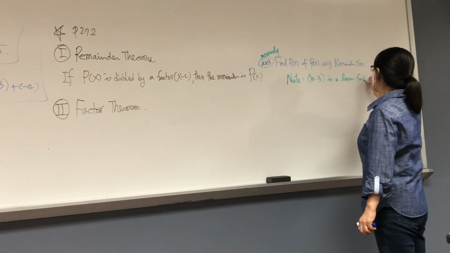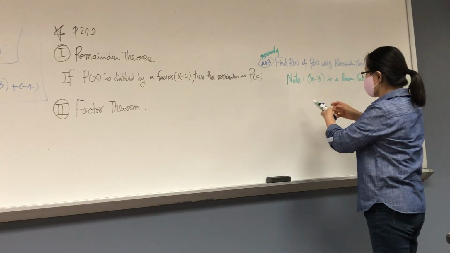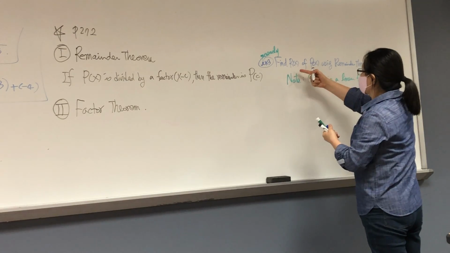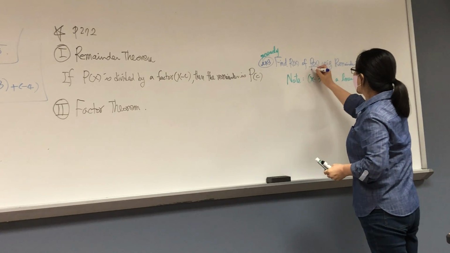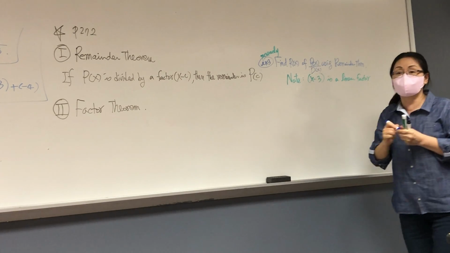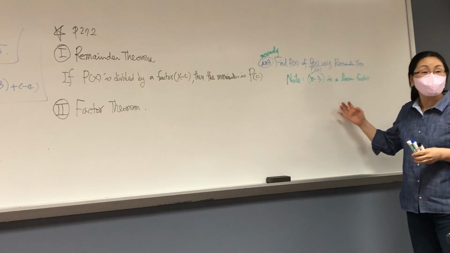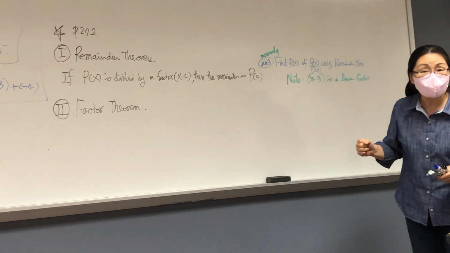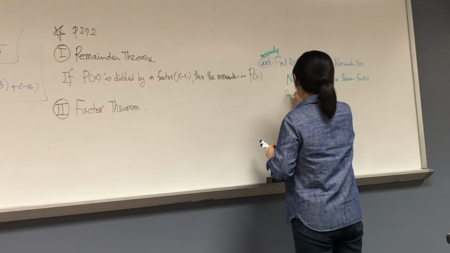Am I right? So find the remainder of P of x divided by D of x. Sorry, I was missing D of x. And D of x is x minus 3, isn't it? So how do you find it? By the remainder theorem.